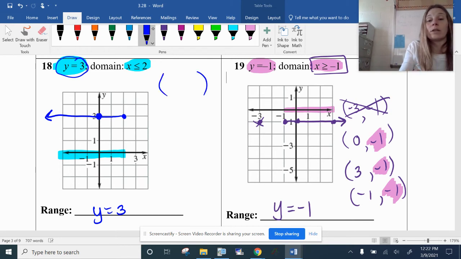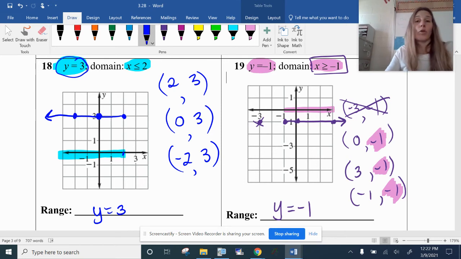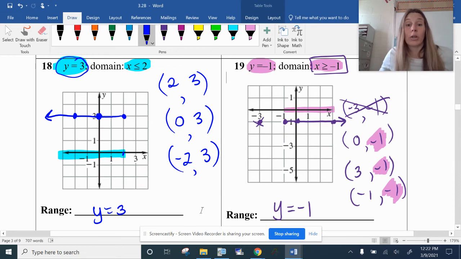And if it's easier, I think it sometimes helps me out a little bit to get some random points. I knew that x was less than or equal to 2, so I know that was my highest x value. So I'm going to just do 2, 0, and negative 2, let's say. And then all the y's were 3. So 2, 3, 0, 3, negative 2, 3. And then you can see a line emerge there. And you know that you can't go past that highlighted area because that's showing you your domain restriction.